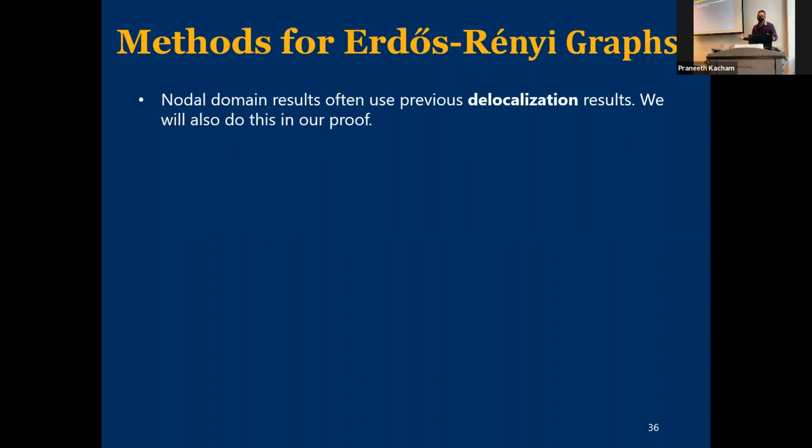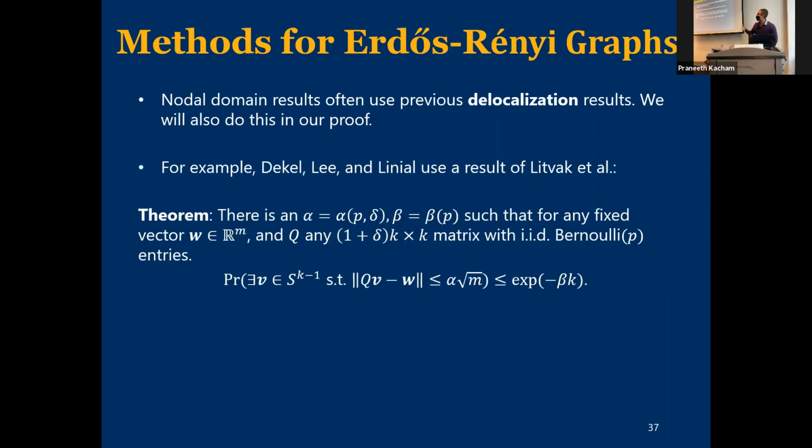So what is a delocalization result? Well, it will vary on which proof we're talking about, but some examples of this are in the first proof that I showed in Dekel, Lee, and Linial, they used a recent result that said that if I have a rectangular matrix with independent Bernoulli entries, then the probability that any fixed vector is the image of a vector of norm 1 multiplied by this matrix is exponentially small. This is an example of a delocalization result.